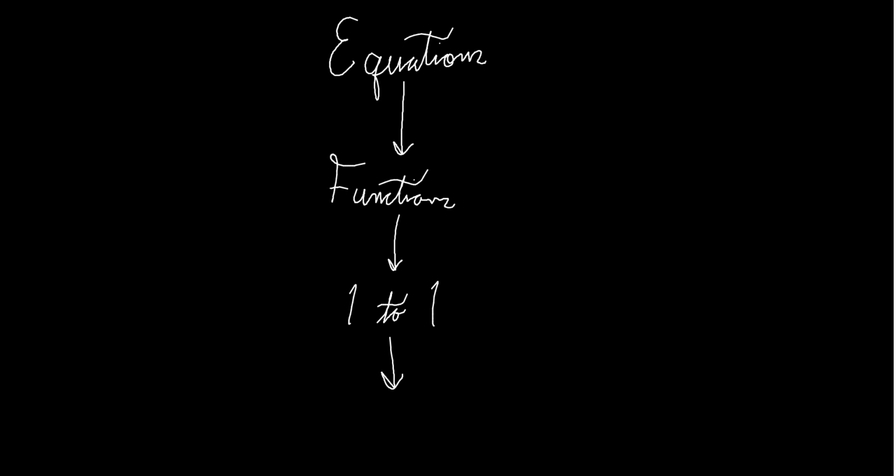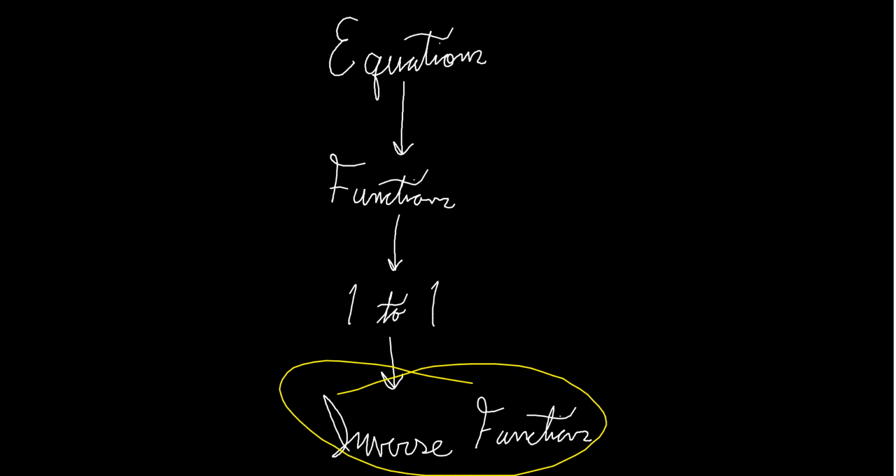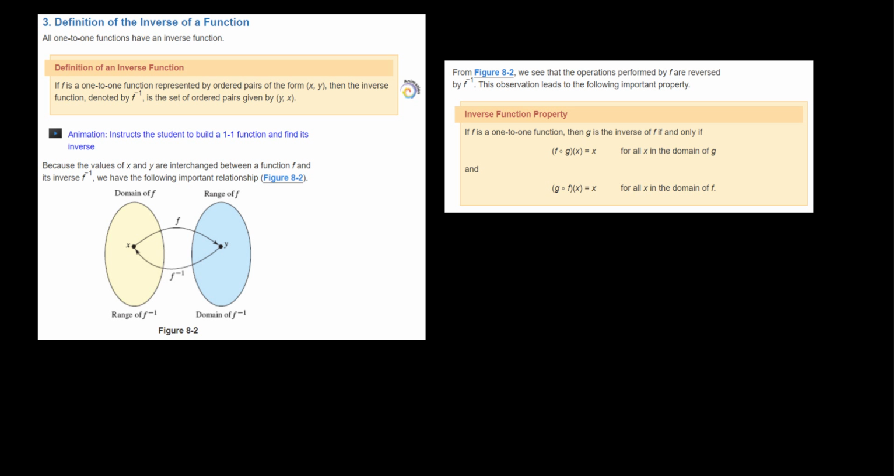Lastly, we're going to have inverse functions. Now, again, I don't really know how to word this, but it's a hierarchy of classifications essentially. So we have our equations. Certain equations are functions. Certain functions are one-to-one functions, and certain one-to-one functions can have inverse functions. Okay, so now let's go back to our inverse function here.